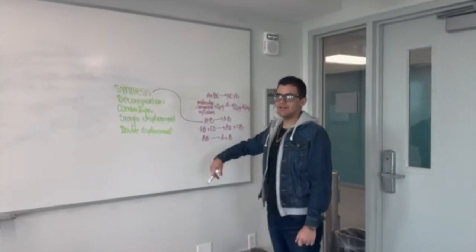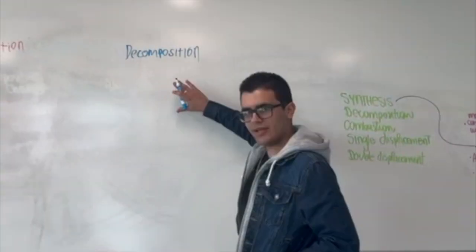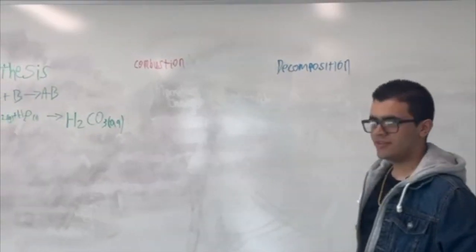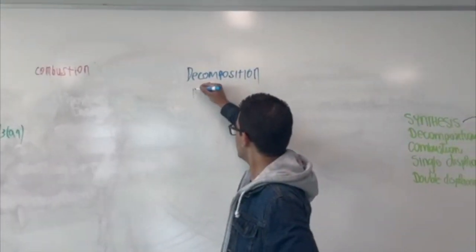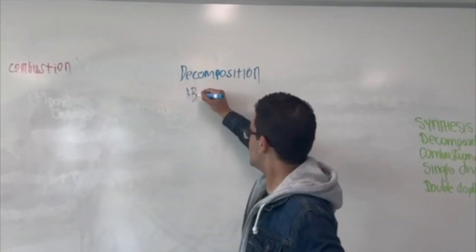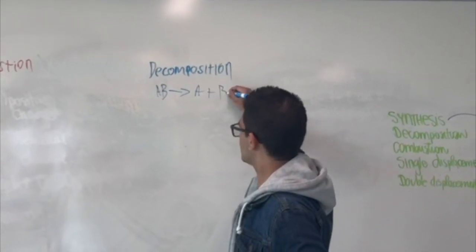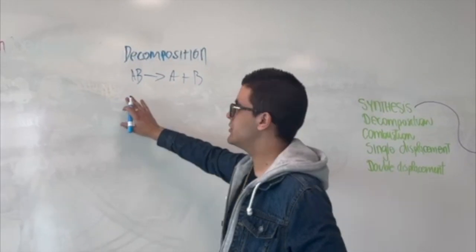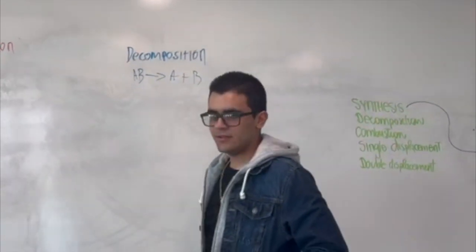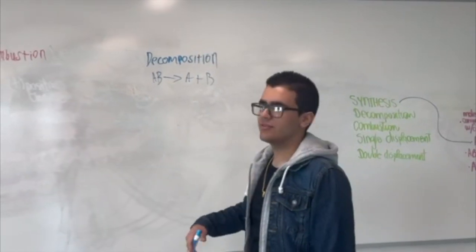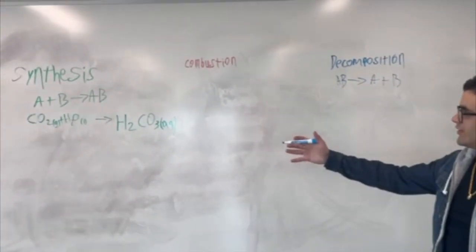Now that we got this done, on to decomp. So over here we have decomposition, which is the opposite of synthesis. So basically, it is AB turning into A plus B, or the compound turning back into its elements and or compounds.